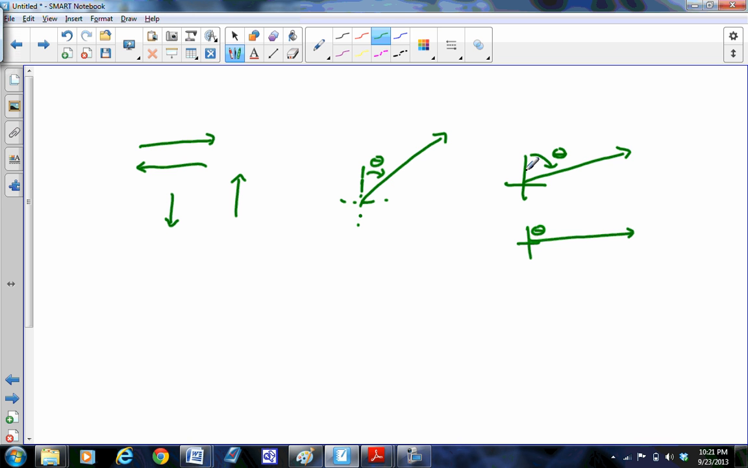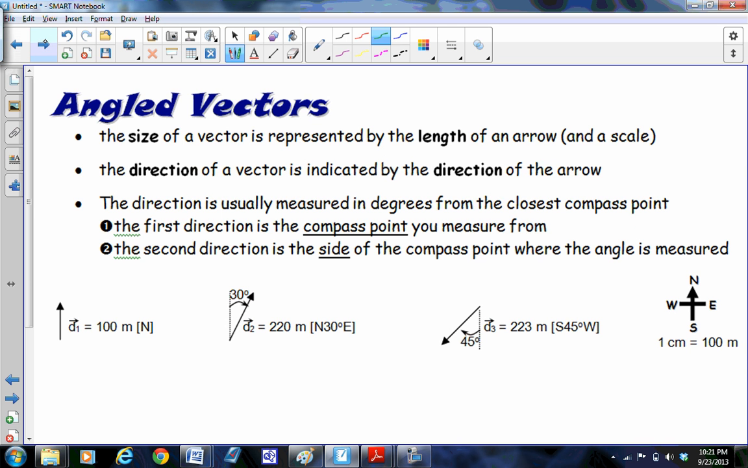So what we do is we usually measure the angle from one of the compass points. I can measure it here from the north, or I can measure the angle from this side. I could be measuring it from the east. And in the next slide, let's take a look at how we actually do that.